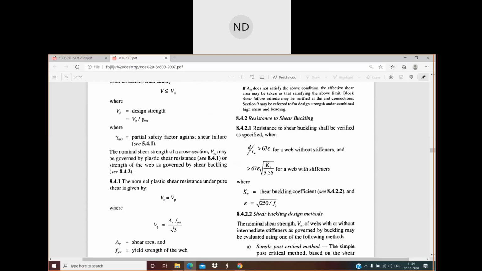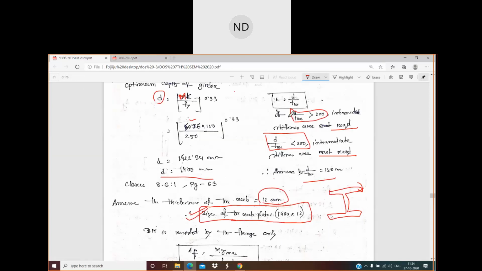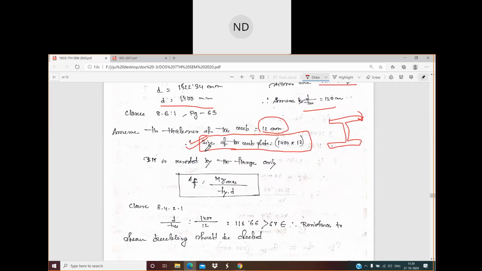Like we have assumed the depth now after calculating the overall depth. Now this one we have assumed our d, and we have assumed our thickness of the web. So when we are assuming this d by tw, we will calculate how much was our d by tw. We have not calculated this one.